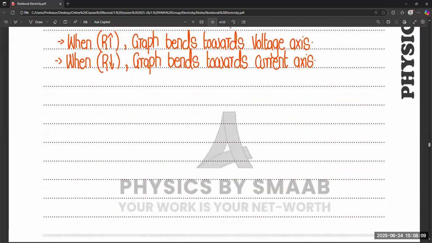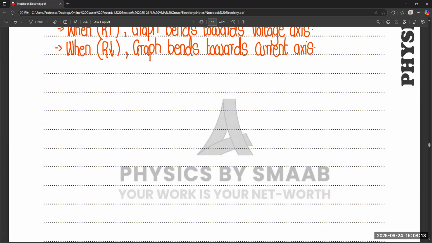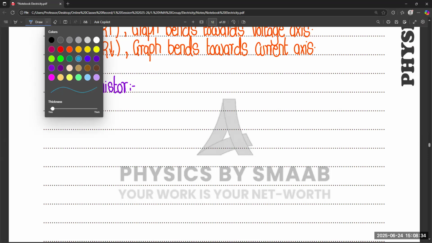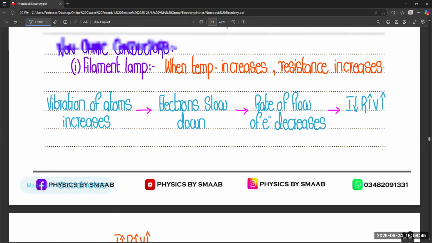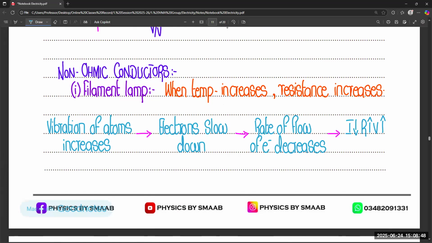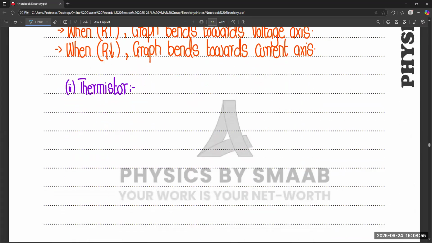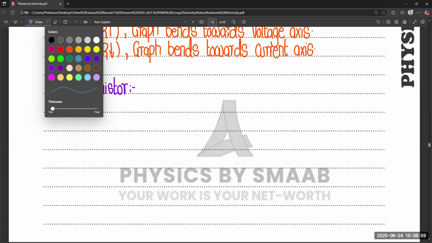Thermistor is also based upon the temperature concept. Number two, thermistor. So, thermistor also depends upon the temperature, but there is only one difference. In a filament lamp, temperature is directly proportional to resistance. In a filament lamp, temperature increases, resistance increases. So, thermistor is opposite of filament lamp. When temperature increases, resistance decreases. So, thermistor is the opposite of filament lamp.